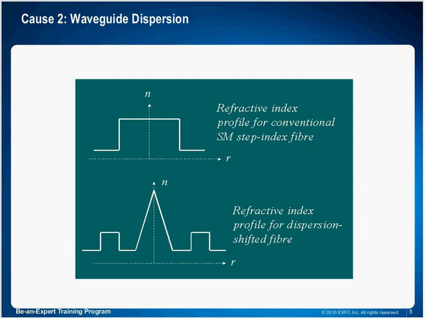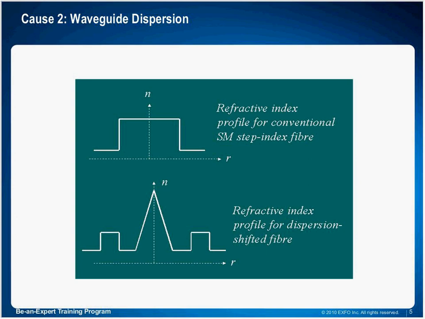Coming to cause number two, we're talking about the actual waveguide dispersion, how that contributes to the chromatic dispersion. So what we have here in the top of this graphic is the profile of refractive index of a typical conventional single-mode fiber. So what does that mean? Well, that means that in the center of the fiber, where we have the core, we have one type of index of refraction, and as we get further out from the center of the core, we eventually reach the cladding, which has a different index of refraction. So that's what that value n stands for in the graph. n is the index of refraction.